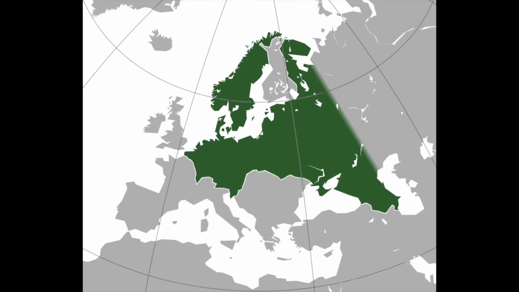This is another map of Nazi Germany. This would be sometime around 1942. You can see off to the east, Operation Barbarossa.